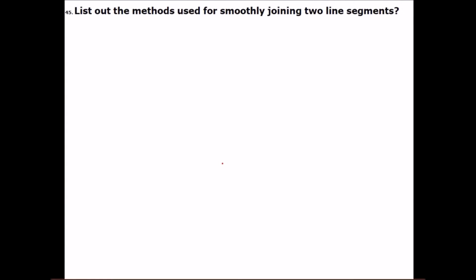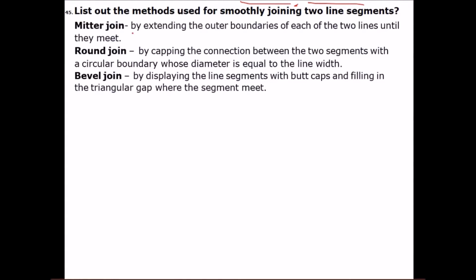List out the methods used for smoothly joining two line segments. If two line segments are there, how can we join them? We have miter join, round join, and bevel join. Miter join is done by extending the outer boundaries of each of the two lines until they meet. Round join is done by capping the connection between the two segments with a circular boundary whose diameter is equal to the line width. Bevel join is done by displaying the line segments with butt caps and filling in the triangular gap where the segments meet.